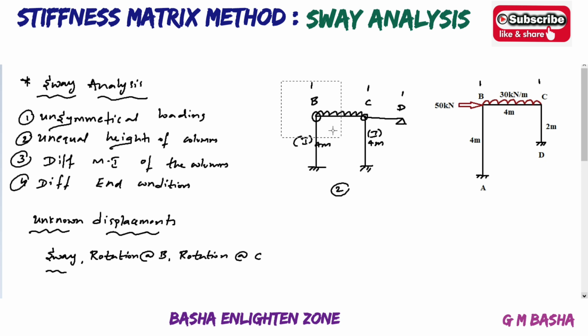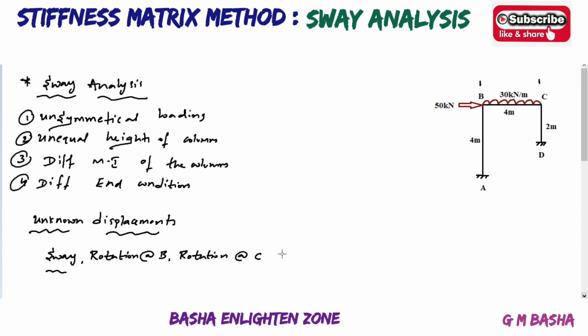So after knowing the unknown displacement, you will get 3 by 3 matrices to solve the problem. You people know the formula. Already we solved 3 by 3 matrices previously, while solving continuous beams and frames also. Then here one more force will be given, that is 50 kilonewton, which is acting exactly at joint B. So we can take this as an external force.